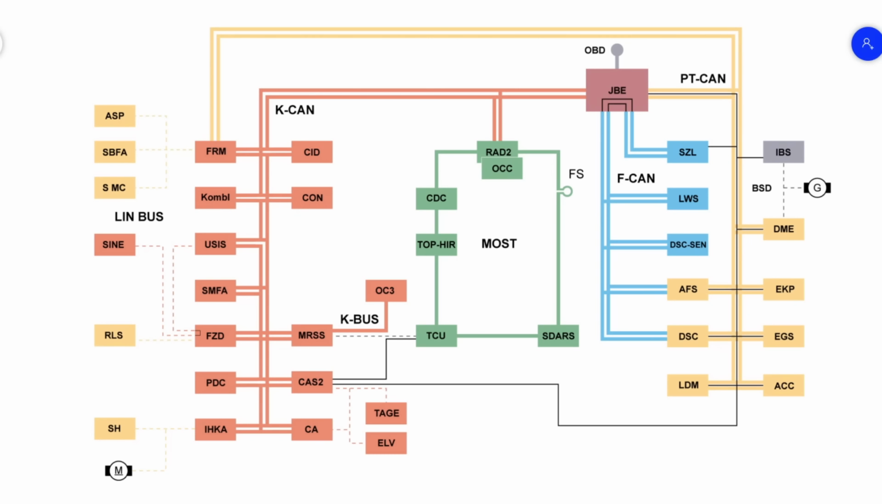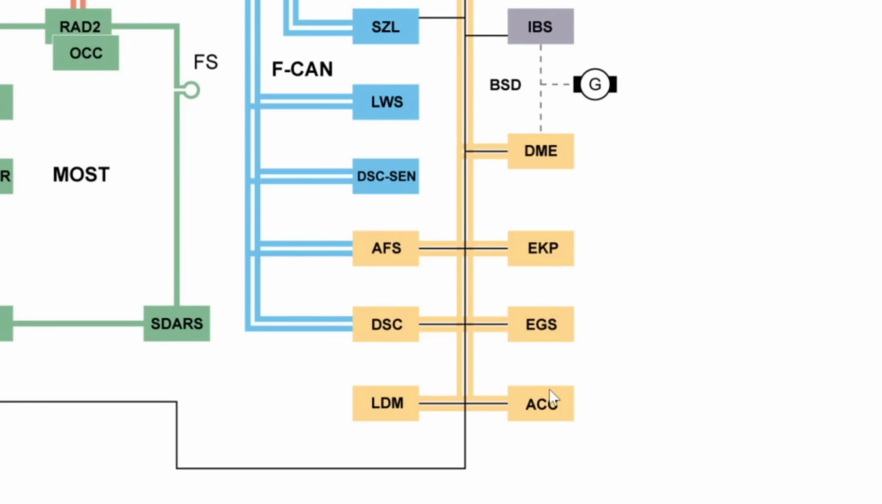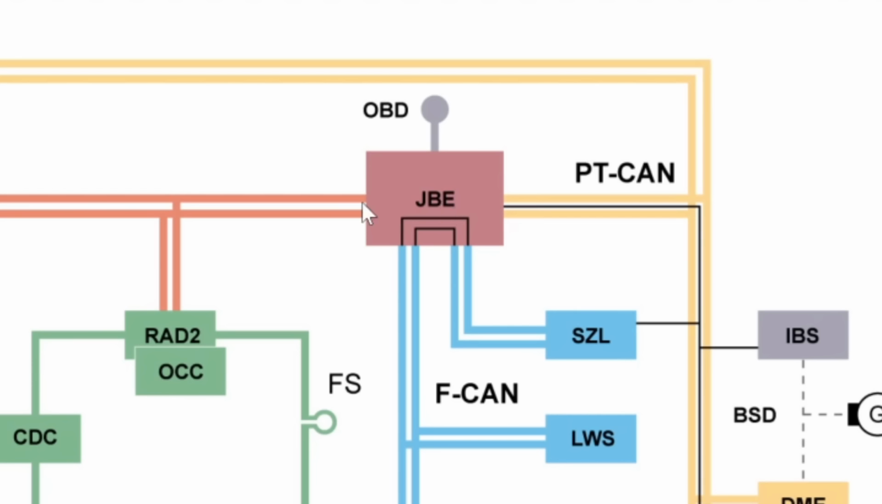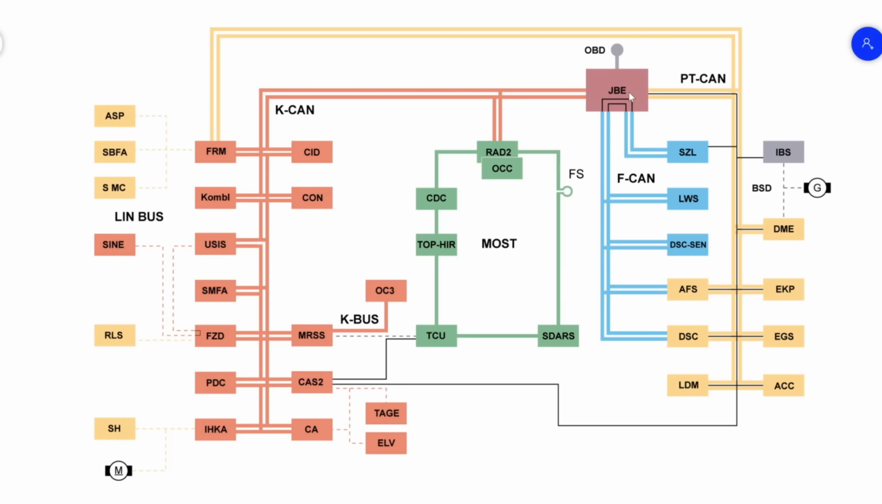So we can see here we've got a number of different colours. So this is the powertrain CAN bus, so this is for your engine electronics, so DME, your fuel pump, transmission, all your powertrain related things. And you can see there that these all come up to the JBE, the junction box, or also known as the gateway. That's the common term for the name of this component.